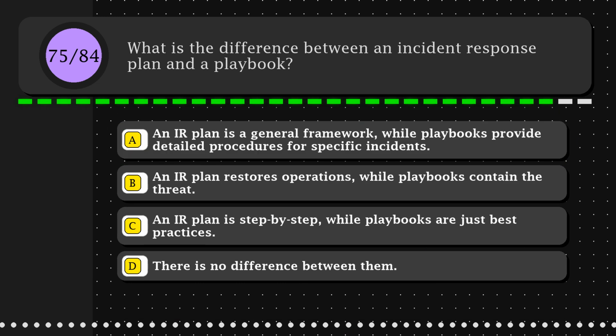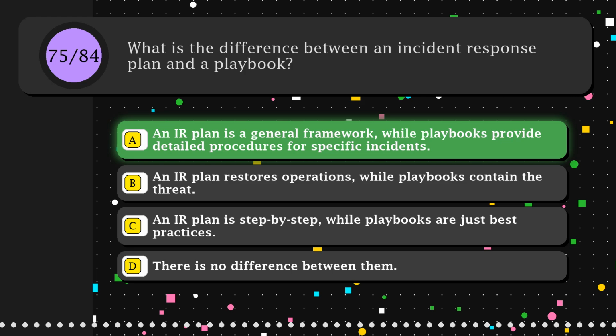Question 75. What is the difference between an incident response plan and a playbook? Option A. An IR plan is a general framework, while playbooks provide detailed procedures for specific incidents. Option B. An IR plan restores operations, while playbooks contain the threat. Option C. An IR plan is step by step, while playbooks are just best practices. Option D. There is no difference between them.